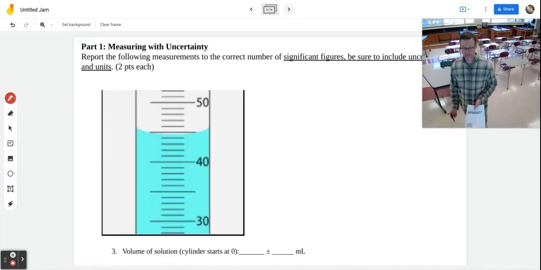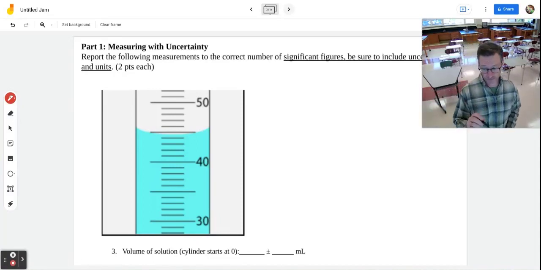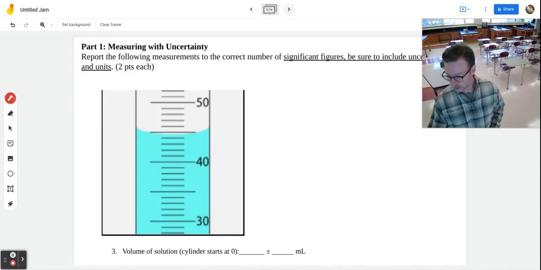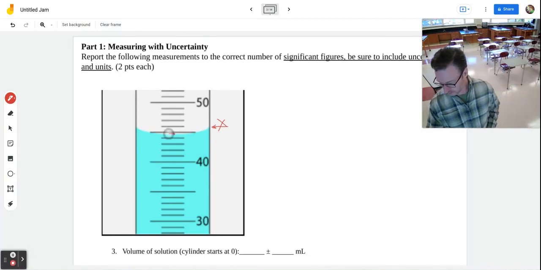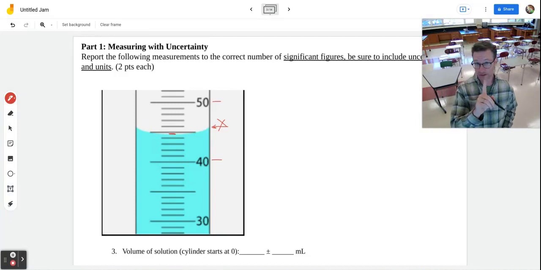Okay, this is another measurement question. This one's a graduated cylinder. Remember, for graduated cylinders, a couple things to keep in mind. You always want to measure the lowest point, not the highest point. So find the lowest point. It looks like it's just here, a little bit below that line. So what is that line? Well, here's 40 and 50, which means that each line here is 1 milliliter.